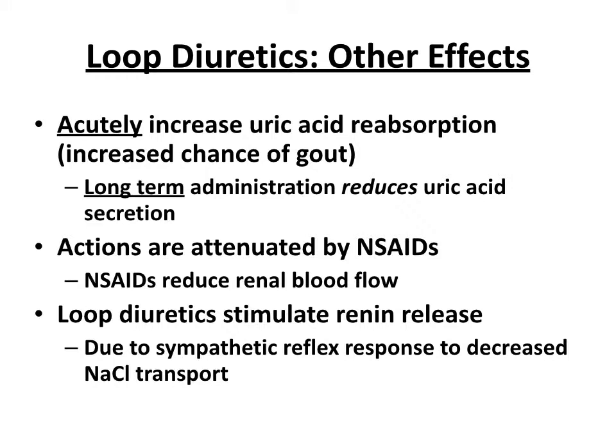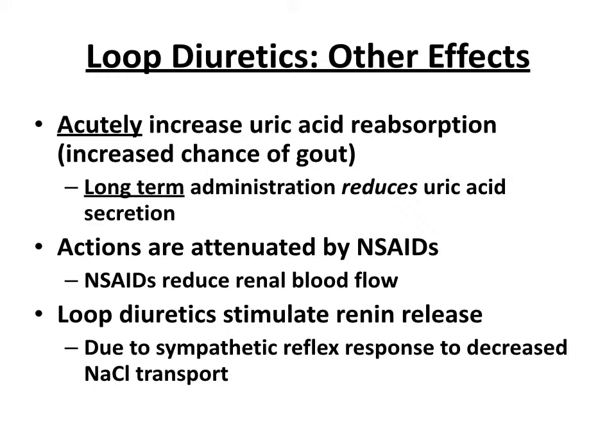Again, like other diuretics, their actions are going to be attenuated by NSAIDs, non-steroidal anti-inflammatory agents. So NSAIDs reduce renal blood flow. You guys remember why NSAIDs reduce renal blood flow? Yeah, they inhibit prostaglandin production. Prostaglandins have a whole bunch of effects in the body, and one of those is that prostaglandins help regulate blood flow to the kidney. And prostaglandin E causes vasodilation at the level of the kidney.